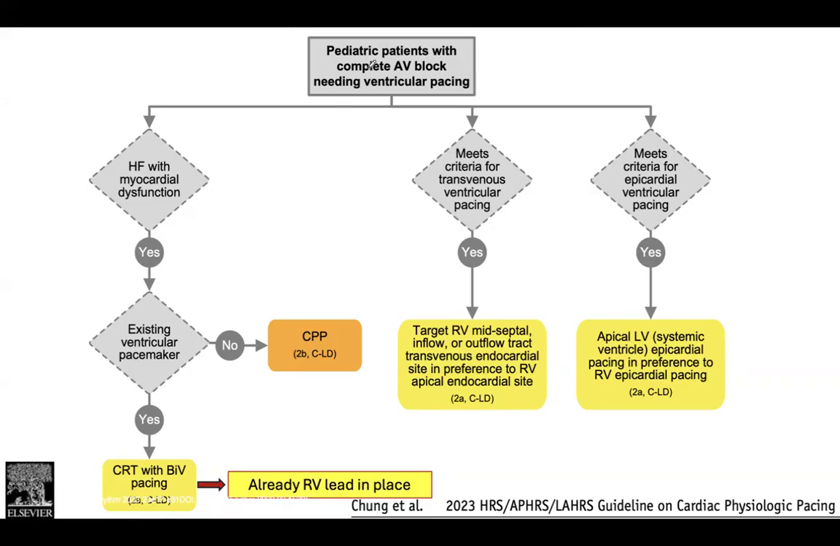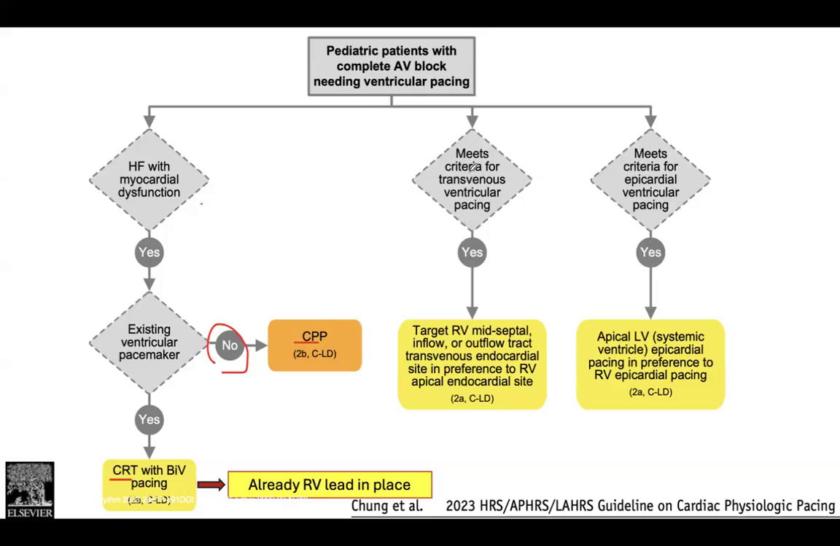So if you have a patient with complete heart block who needs ventricular pacing, and there's myocardial dysfunction, and he has an existing RV lead, like he has pacemaker-induced cardiomyopathy, you can add another lead to the left ventricle and switch the patient to a CRT system. Okay, easy. This is what we routinely do. If there's no existing lead, again, the patient has heart block and dysfunction but no leads, you can do either CRT or CSP. Okay, either way.